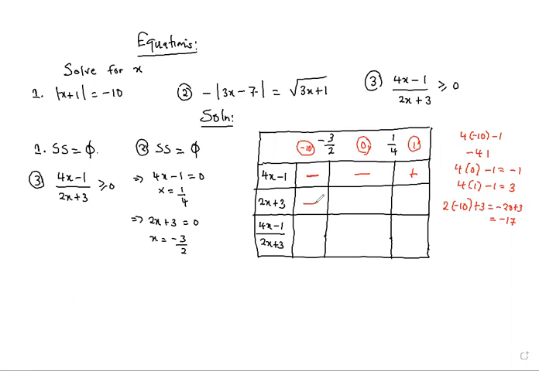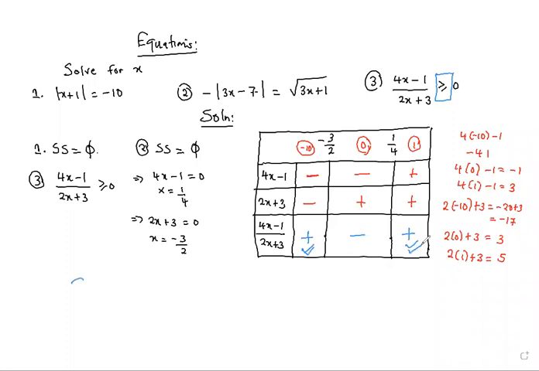Then the second one, 2 multiplied by 0 plus 3, we get 3, which is positive, and then 2 multiplied by 1 plus 3, we get 5, which is positive. Now we multiply. Negative times negative, we get positive. Negative times positive, we get negative. Positive times positive, we get positive. The question demands greater or equal to 0. A number that is greater or equal to 0 should be positive or neutral.